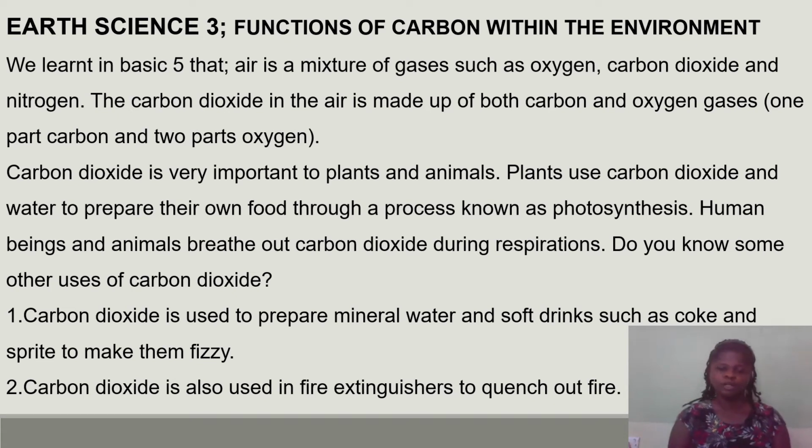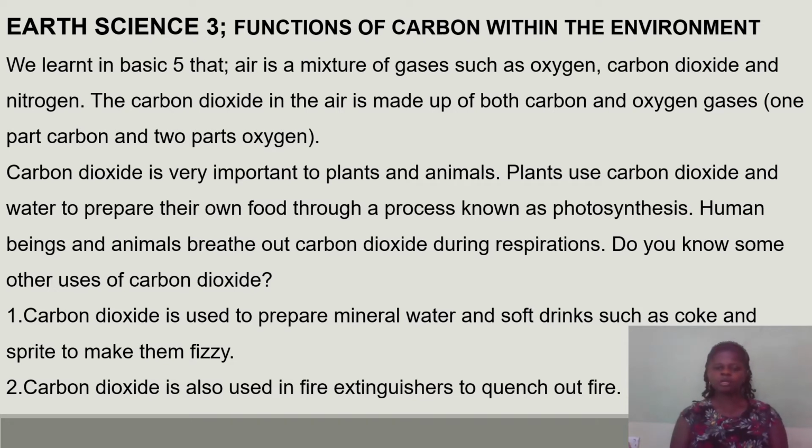So lesson 3 on earth science is a quick one. We are just looking at the functions of carbon within the environment. In basic 5 we learned that air is a mixture of gases, and even in our previous lesson in earth science we talked about air as a mixture of gases. Now the carbon dioxide in the air is made up of both carbon and oxygen gases, 1 part carbon and 2 parts oxygen. So it's very important to plants and animals.